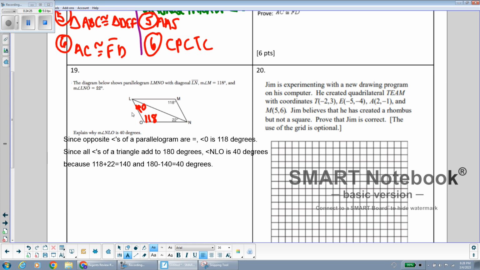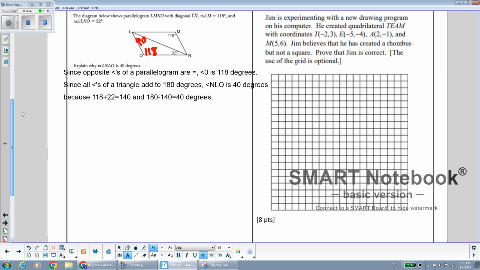So basically, any measurement that you're referring to, just explain how you knew what that measurement was, what property of parallelograms you used, or what property of a triangle you used, how you got that measurement that you're using to get to your answer. Number 20, a lot of people lost a lot of points on it.